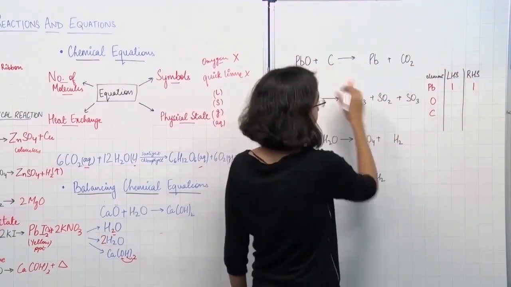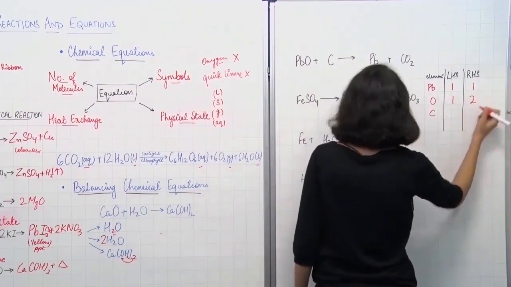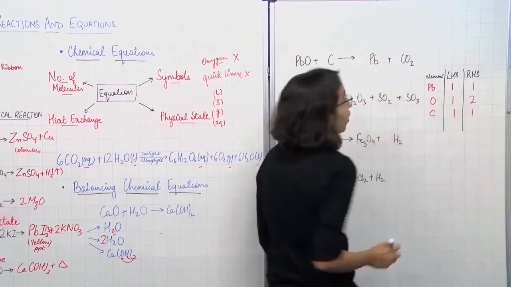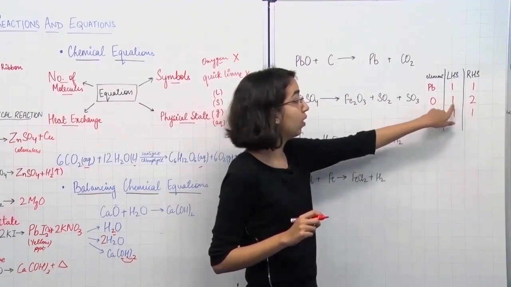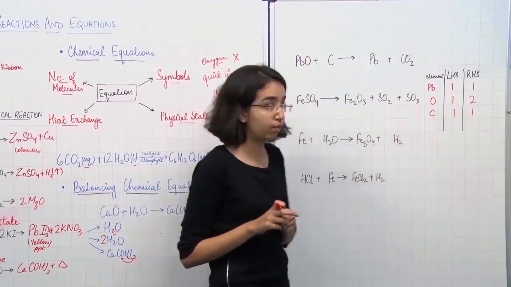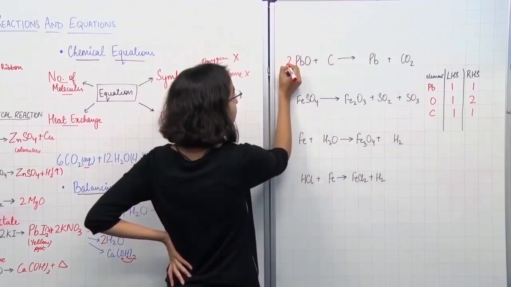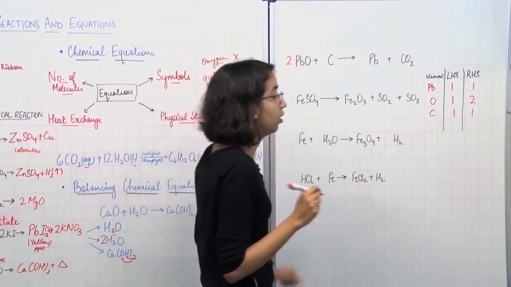Now how many oxygen here? There's 1 here, but here there are 2. Carbon 1 here and 1 here. So everything else is balanced except the oxygen. We cannot have 1 oxygen making 2 oxygens. That's not possible. So what we will do is, we will add a 2 here, and that will make the oxygen atoms 2.